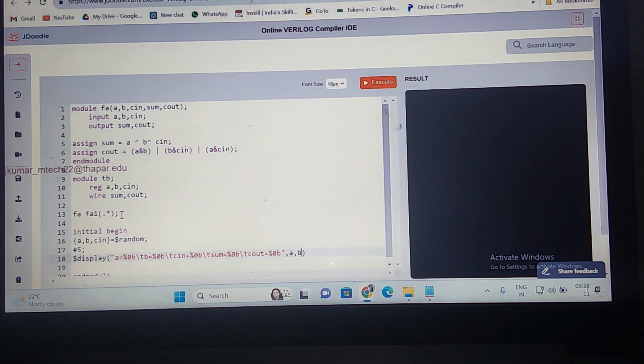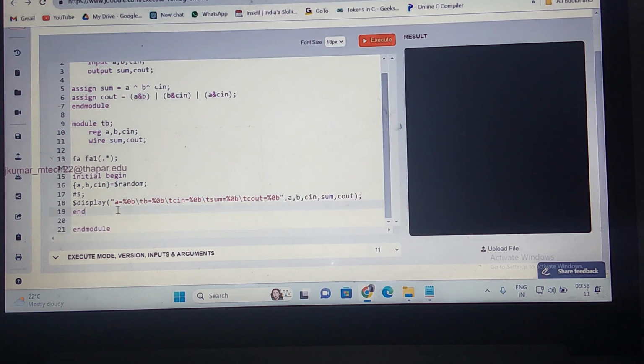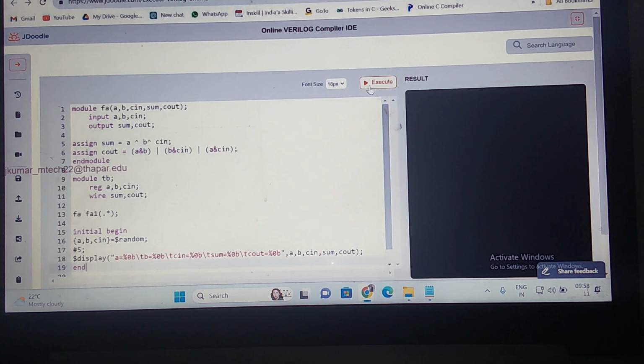Then what argument I need to pass? A, B, C, then sum and carry C out. This is C in. This is C out. Correct. Then end initial begin in the module. Correct. Now let us run this program.